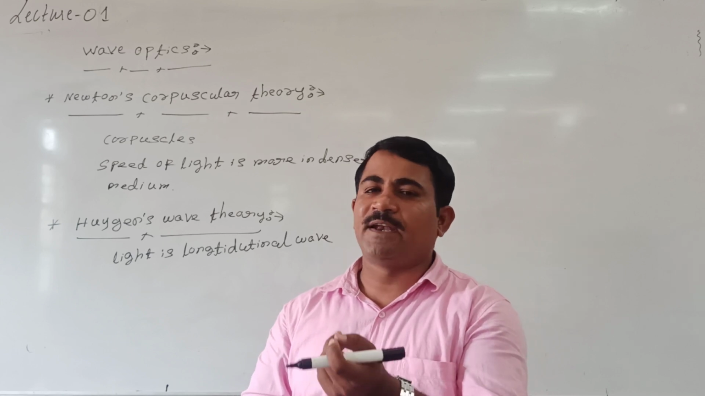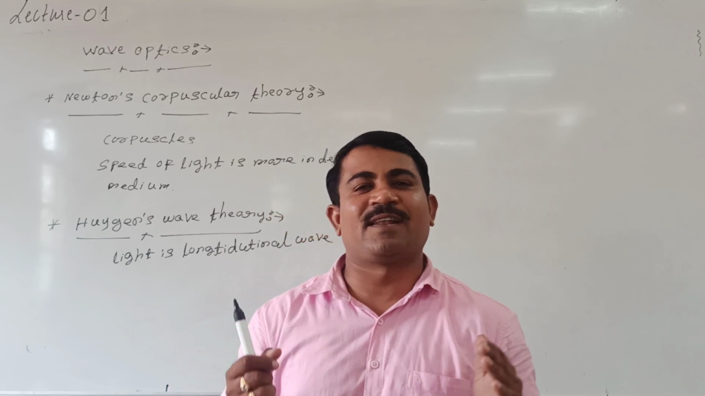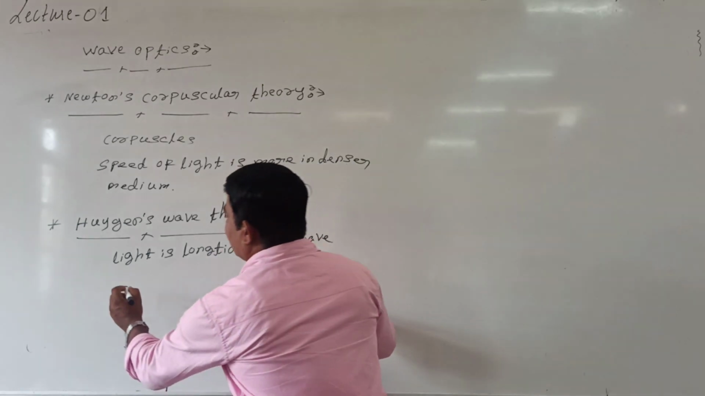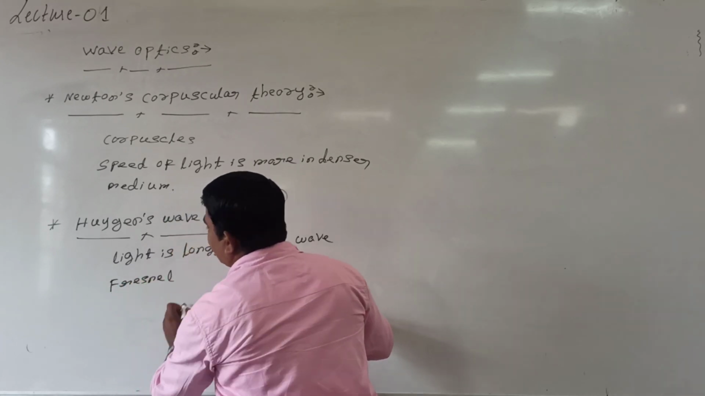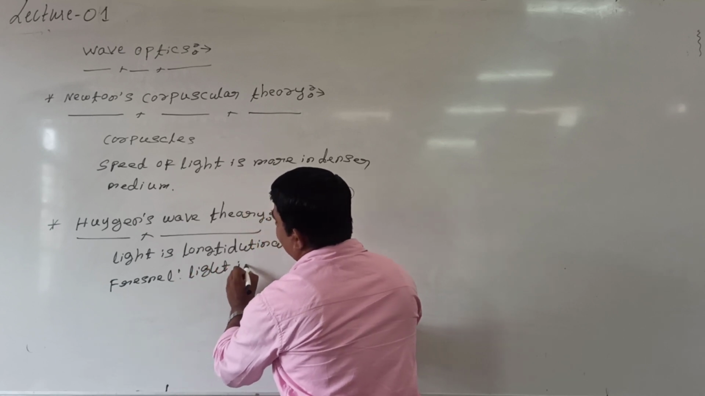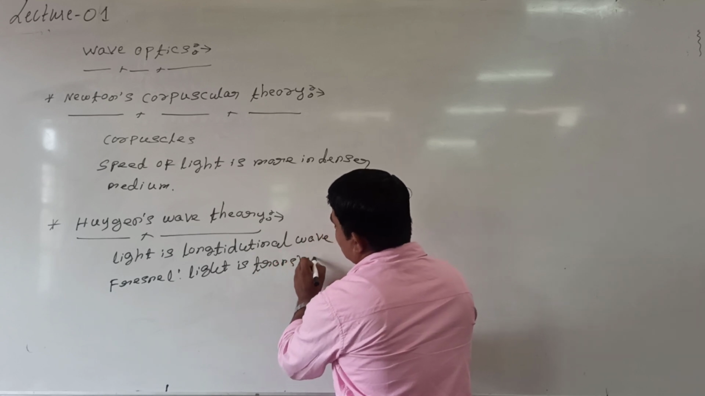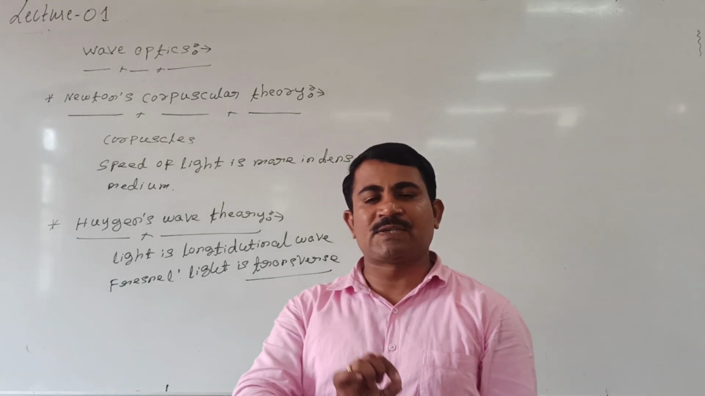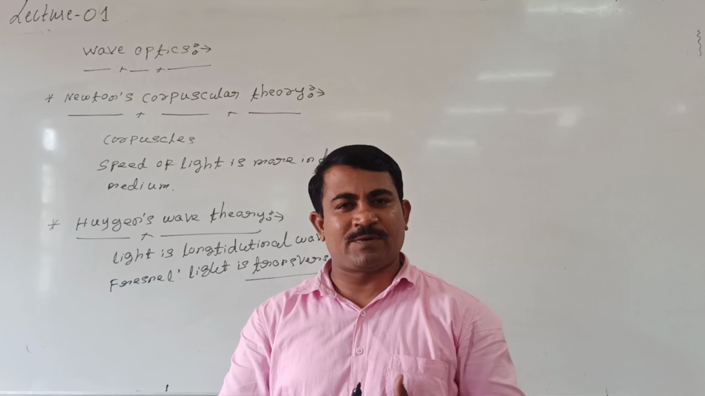But later Fresnel proposed that light is not a longitudinal wave. Instead, light is transverse in nature. Transverse in nature means the medium particles vibrate perpendicular to the direction of propagation of the wave. That is why we call it a transverse wave.